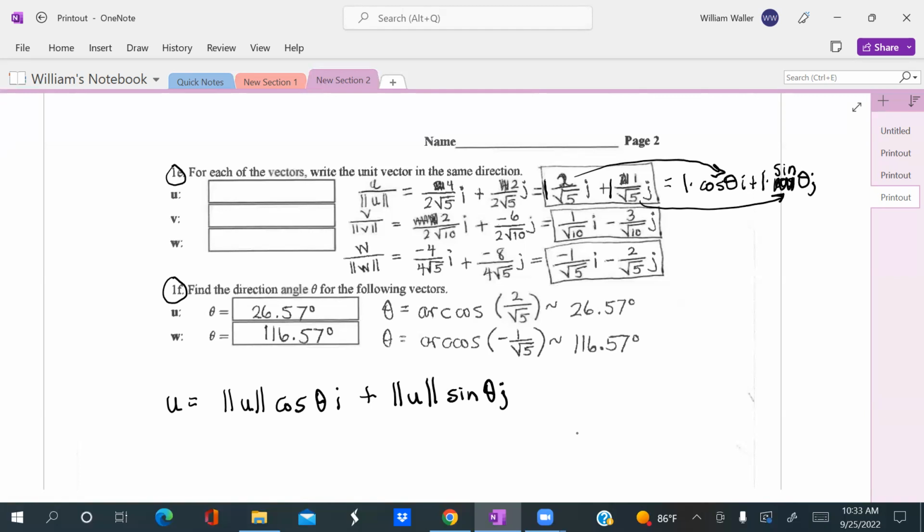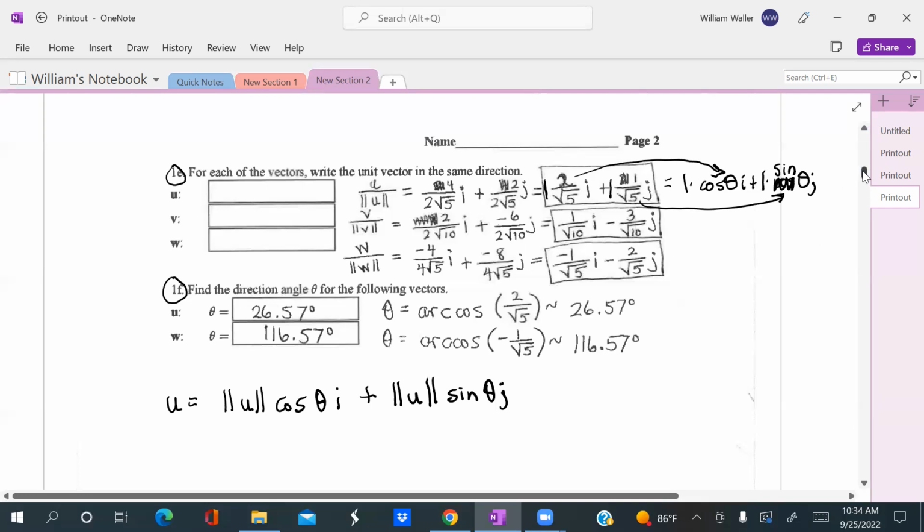Well, if we know that cosine of theta is 2 over the square root of 5, then theta itself is going to be the arc cosine, or the inverse cosine, of 2 over the square root of 5. So we just apply arc cosine to 2 over the square root of 5 to get theta. On your calculator, just compute inverse cosine of 2 over the square root of 5, and you'll get that this angle measure is approximately 26.57 degrees. So there we get that the direction angle theta for the vector u is 26.57 degrees.